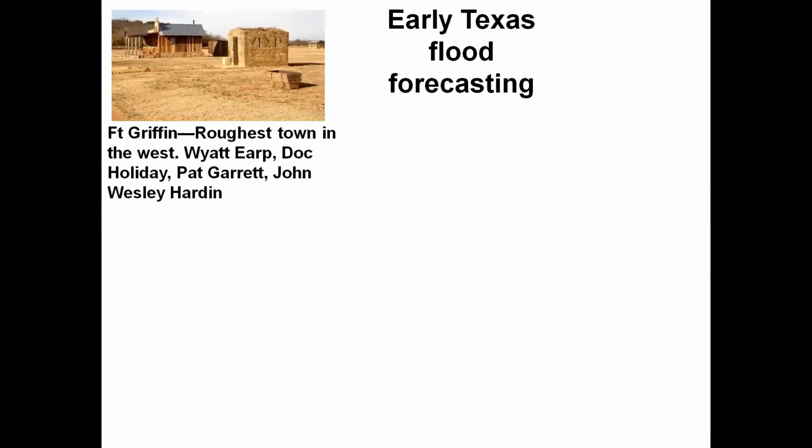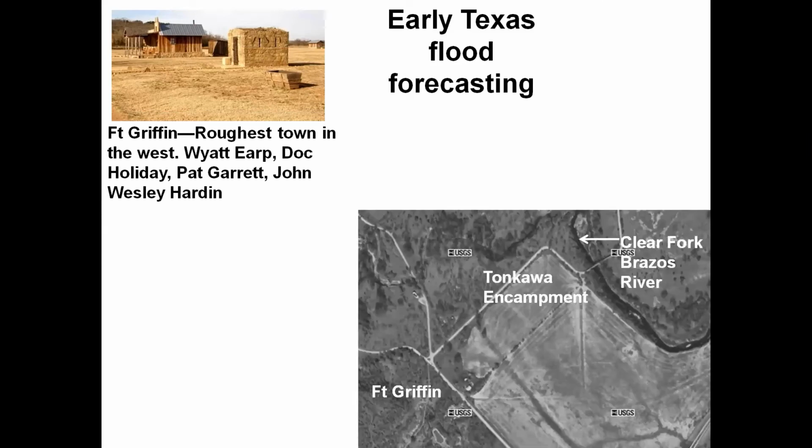There's a small town in North Texas called Fort Griffin. It was back in the Western days, 100, 150 years ago. It was known as the roughest town in the West. There were people like Wyatt Earp and Doc Holliday occupying the town. It was near the Clear Fork of the Brazos River. It's again, north of here.